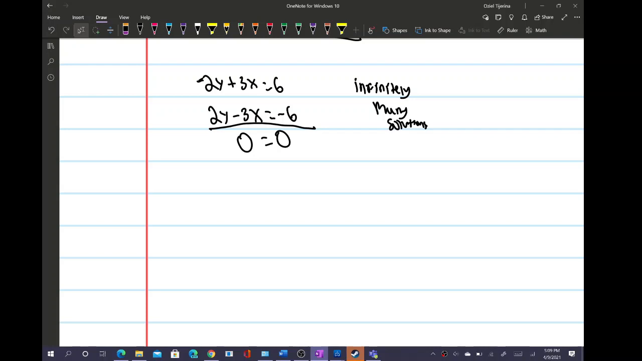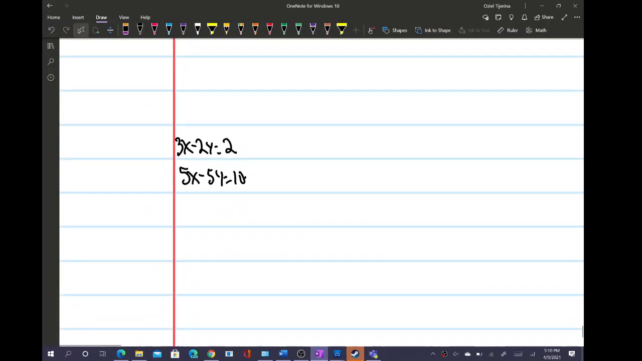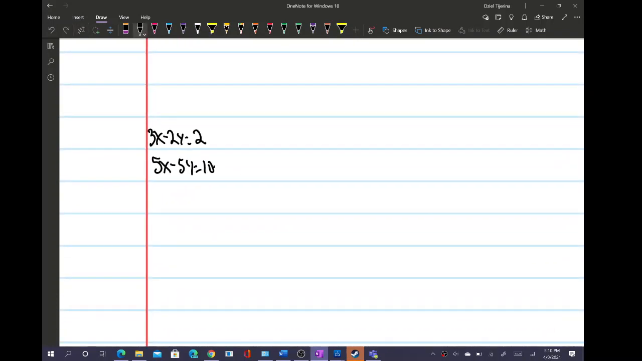Let's do a little bit of a tricky one with elimination, right? So let's solve this by elimination. We have 3x minus 2y equals 2, 5x minus 5y equals 10. Your goal here is to make it so that one of them cancels out, either the x or the y.